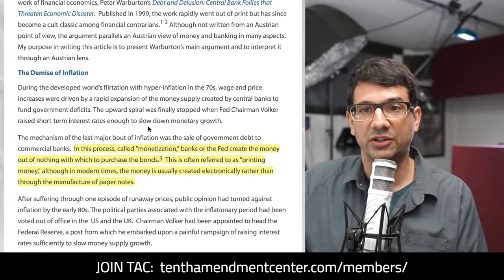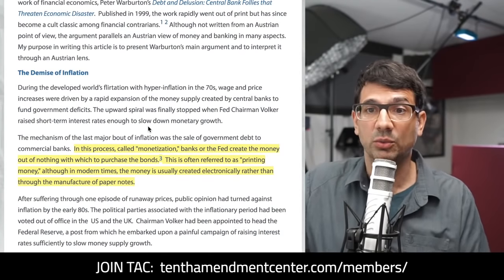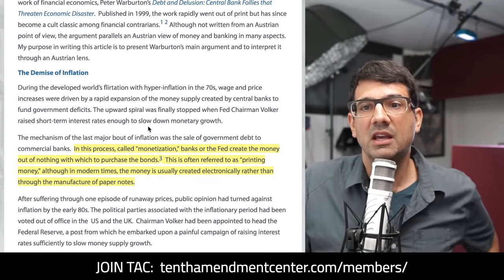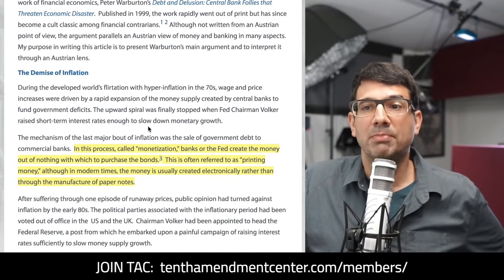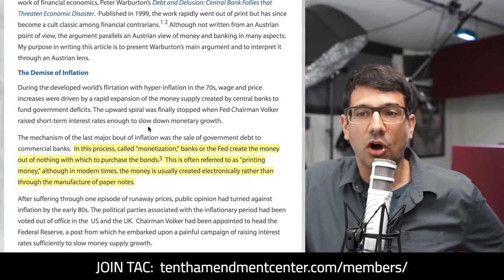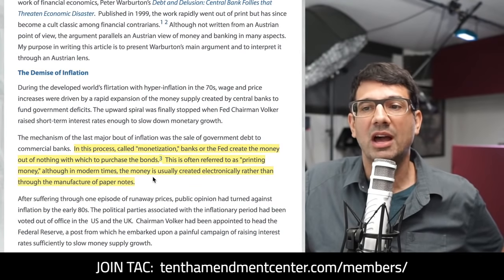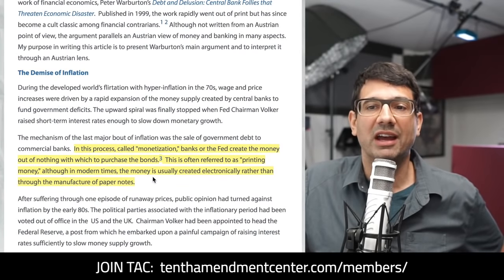And so that's important to understand a little bit further. Maybe I can get into that in a little bit more detail on another show if you guys are really interested. But that's the short version. So in this process called monetization, banks or the Fed create the money out of nothing with which to purchase the bonds. This is often referred to as printing money, although in modern times, the money is usually created electronically rather than through the manufacture of paper notes.